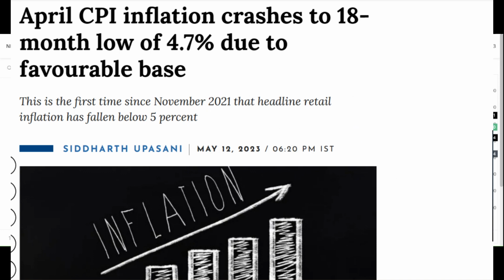Today, first we'll discuss some important data which came in last week, I guess on Friday only, and then we'll discuss Nifty 50, Nifty Bank level for the next week.